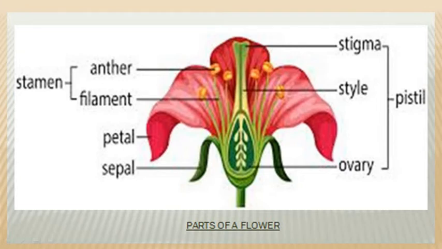Sepal is the green colored part, it makes the outer whorl, calyx. Petals are colorful parts that make the second whorl, corolla. Stamen is the male reproductive part, made up of anther and filament. And pistil is the innermost part, and it is the female reproductive part of a flower, made up of stigma, style and ovary.